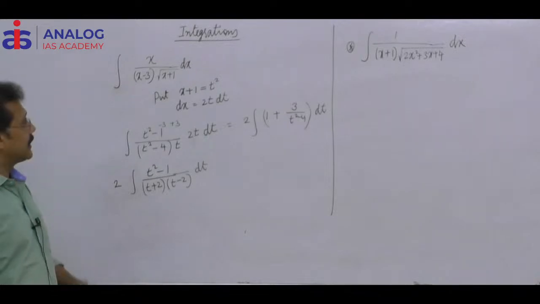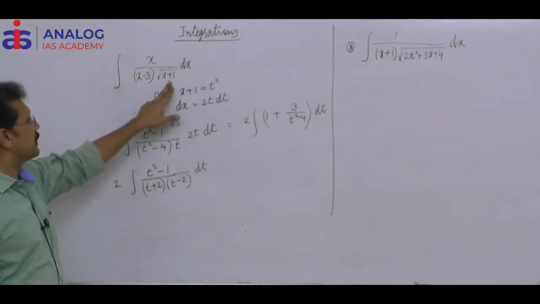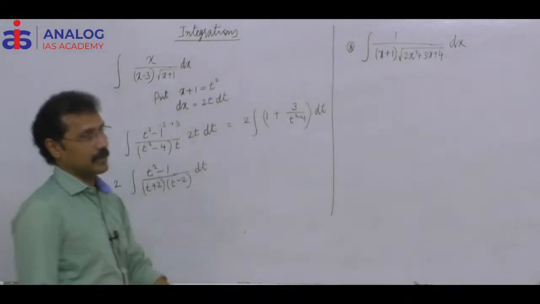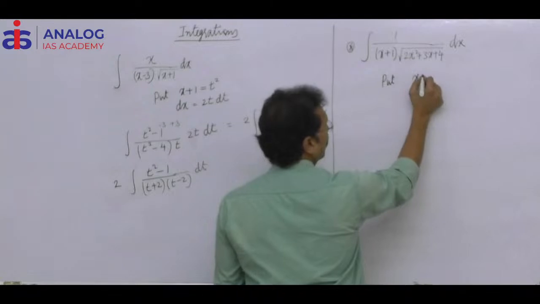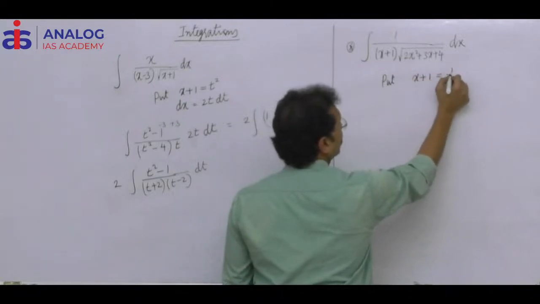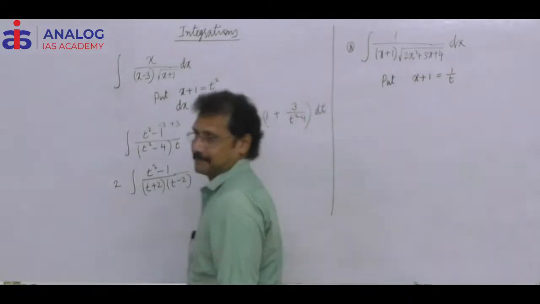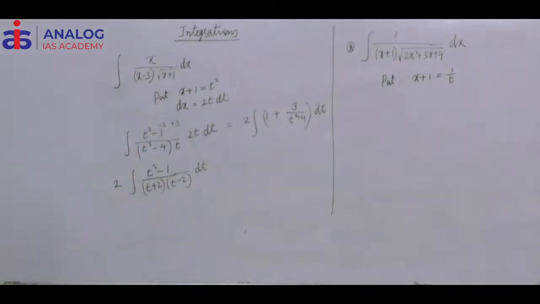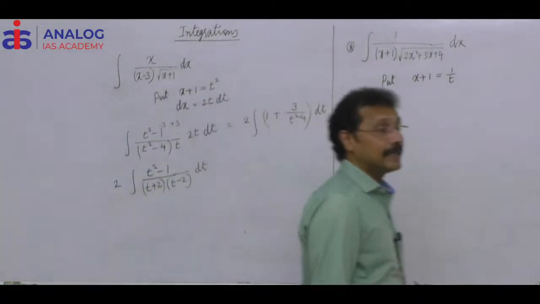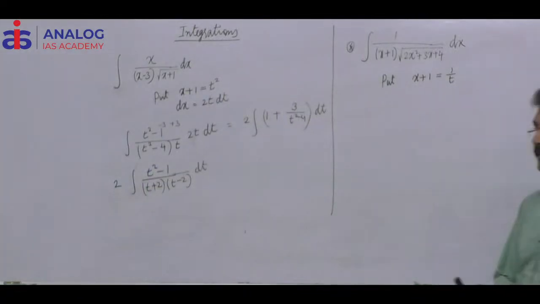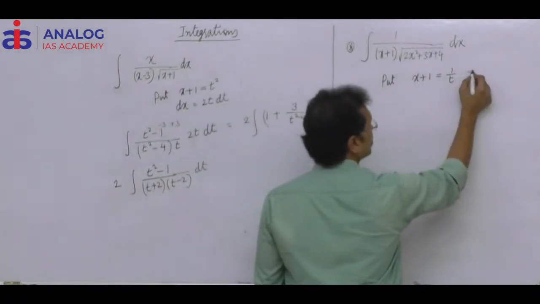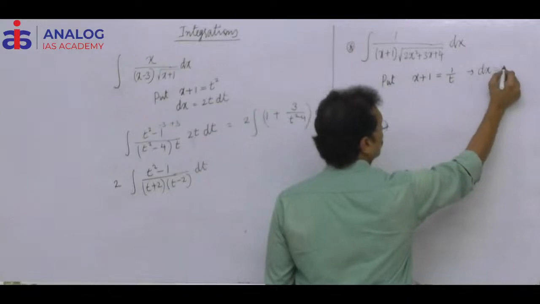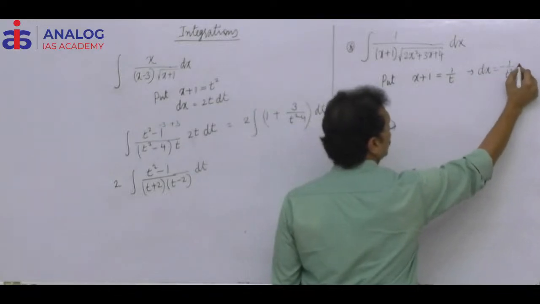In that case, in this case we have kept x plus 1 equal to t square, but in the other variety you have to put, any idea? 1 by t. Put x plus 1 equal to 1 by t. This is important. Okay. Now what happens? This also implies dx is equal to minus 1 by t square dt.